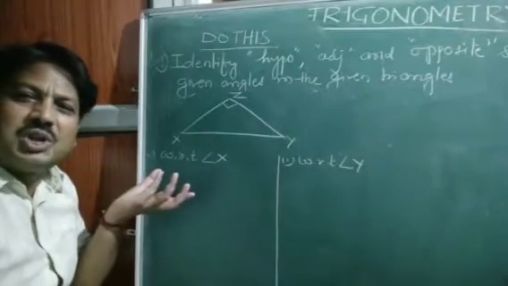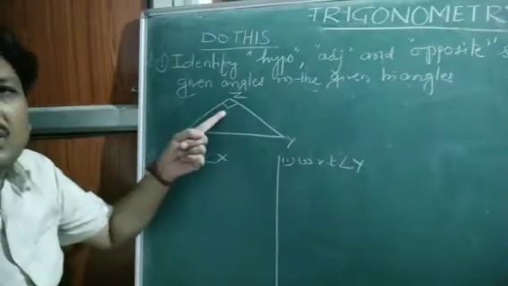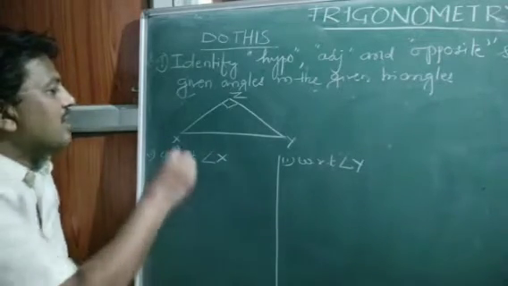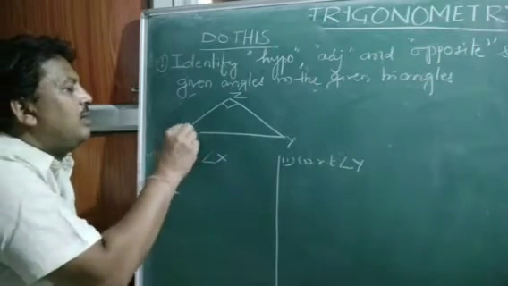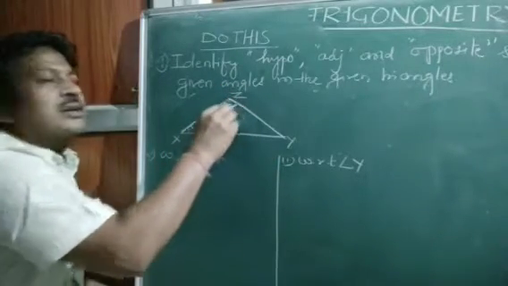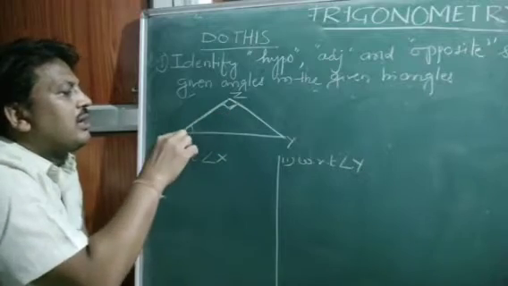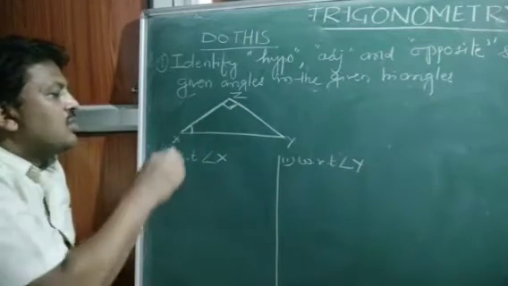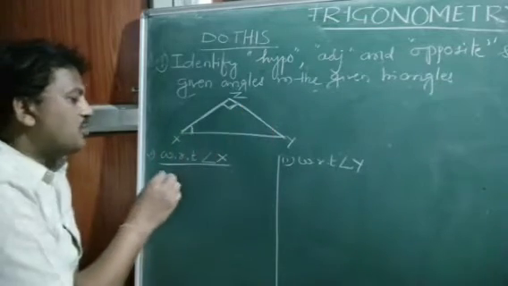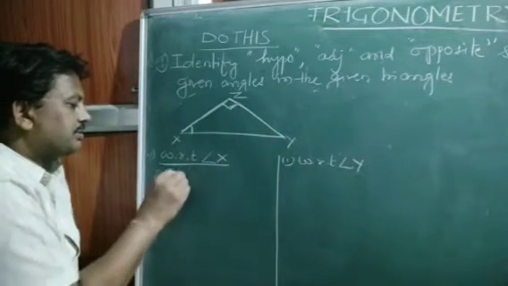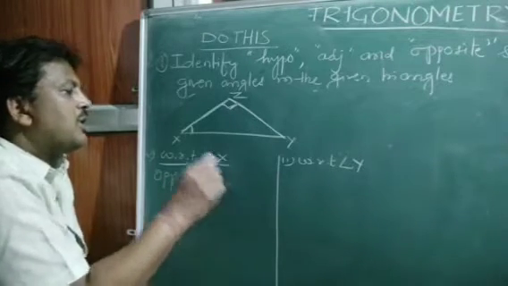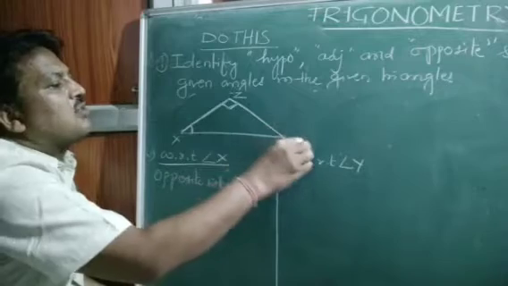This is question number 2 children. In this figure, we have to identify the sides with reference to angle x. This is the angle x. It is also 90 degree children, right angle triangle. This angle is 90. It is clear, 90 degree. This is the required acute angle. With respect to angle x, this is opposite. With respect to angle x, opposite is YZ.